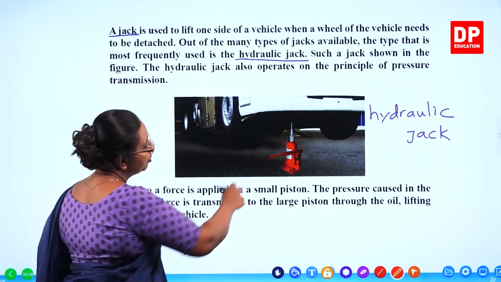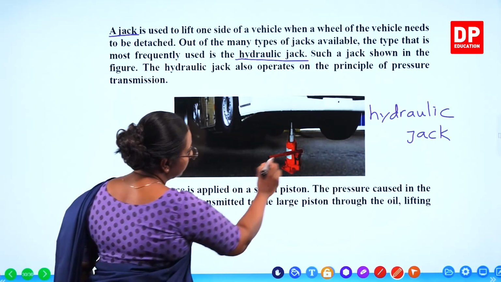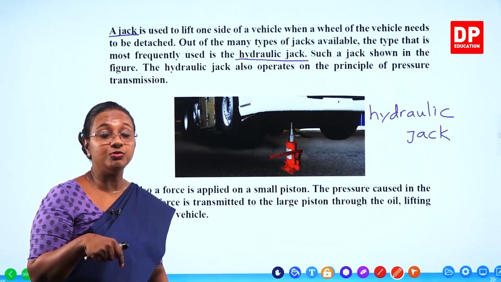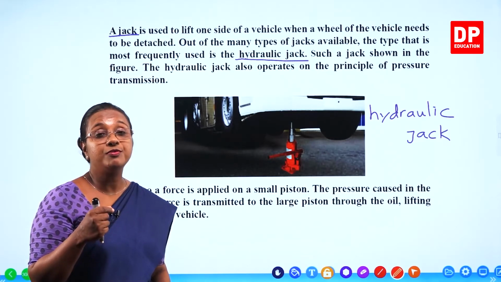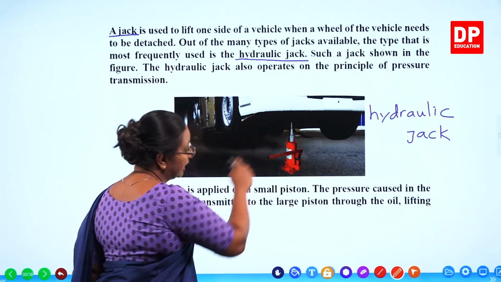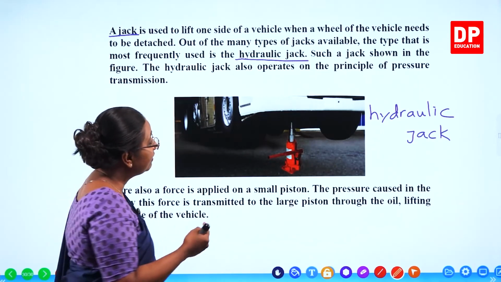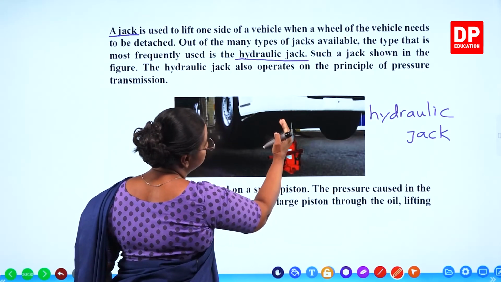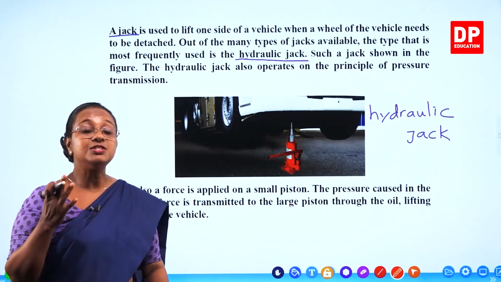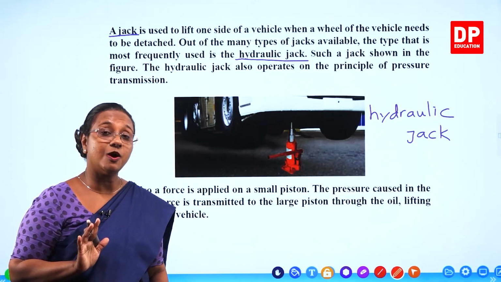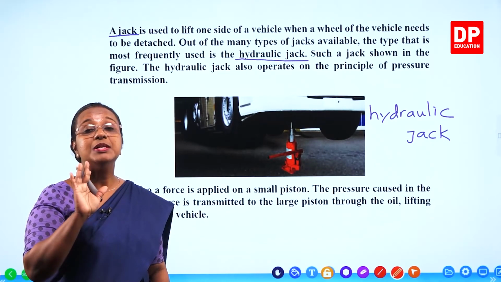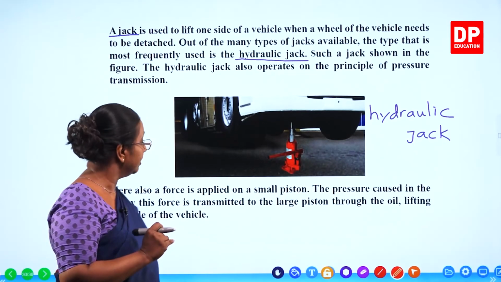So here, what do you do? You would have seen this being operated. You have this handle here, you move the handle. While moving the handle, you exert a small force on the small piston. That will be transmitted through the liquid contained inside the jack, and that will exert a higher force on this larger piston. This is the larger piston. That is used to lift one side of the car or the vehicle. So by applying a small force, you are able to lift a heavier vehicle.